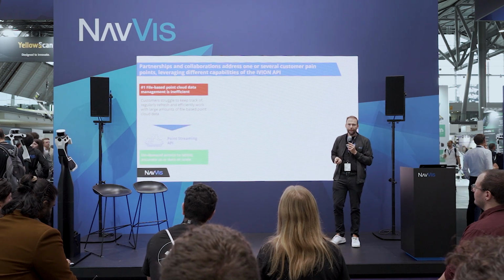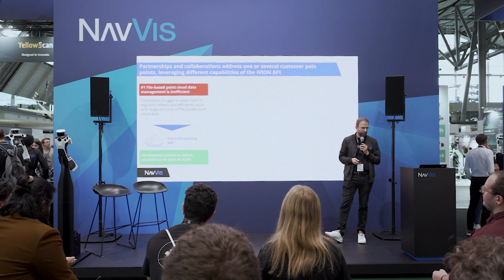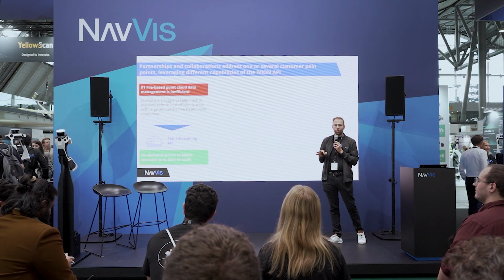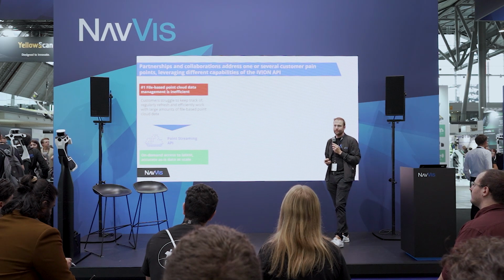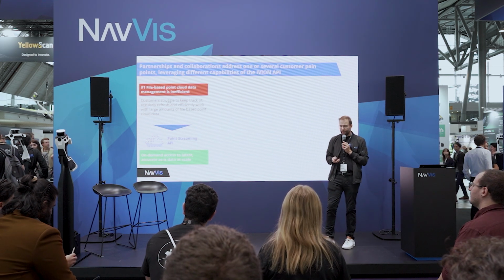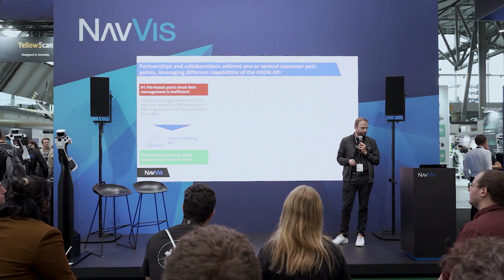And so one thing that we use to address that pain is our point streaming API. Because what that does is it actually gives you on-demand access to the latest accurate as-is data at scale. So you can basically stream the point cloud data from IVION down into your application.